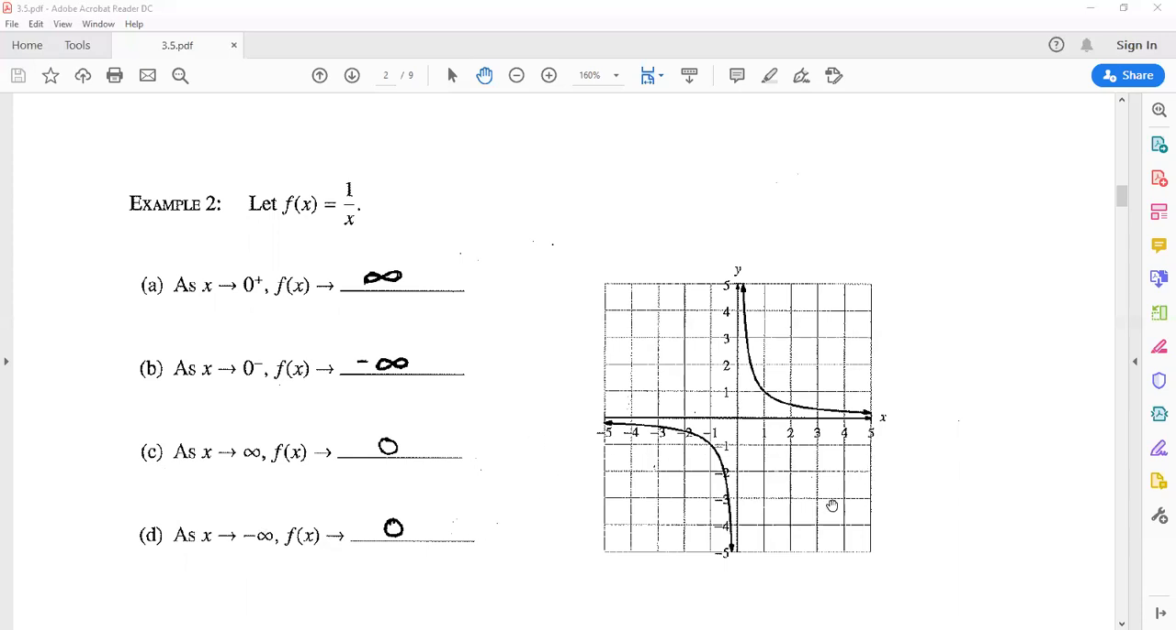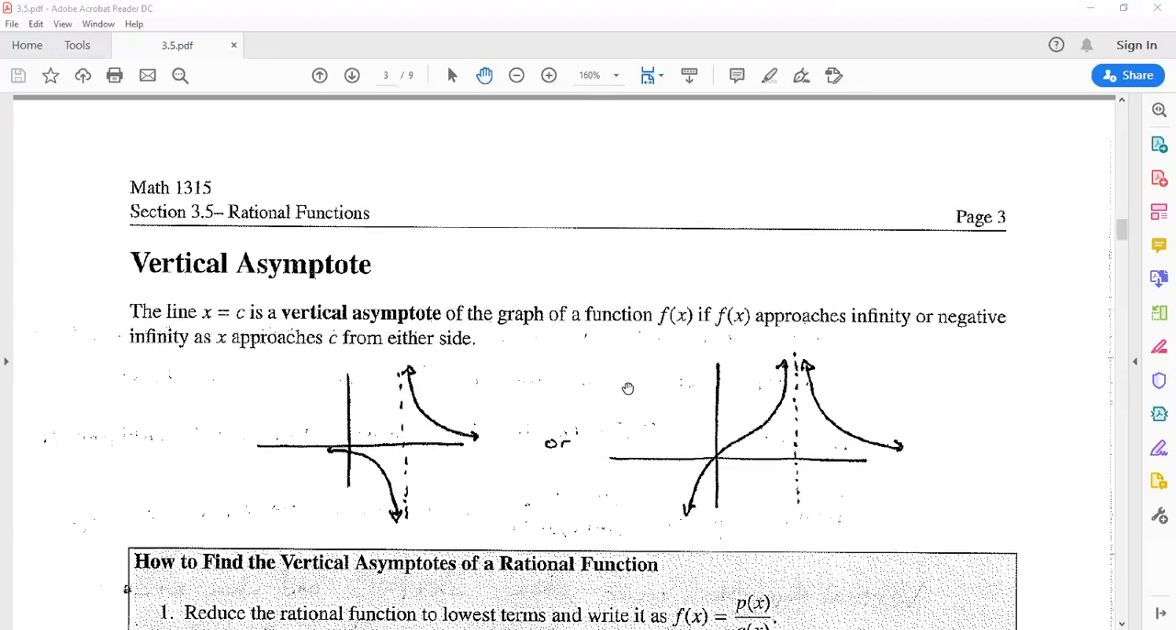So in this picture here are really the two phenomena that we're going to try to observe and maybe see if we can analyze more about in general rational functions. Namely, that we have a vertical asymptote here at x equals 0 and a horizontal asymptote here at y equals 0. So let's say a little bit more about vertical asymptotes.